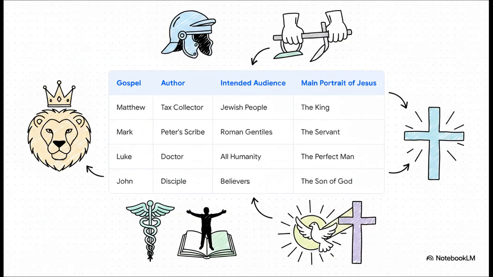After that, we have Luke, the doctor, writing for pretty much everyone, and he paints Jesus as the perfect man. And finally, you get John, who wrote last, and his whole focus is on Jesus as the divine Son of God. See? Each author, each audience, a totally distinct portrait.